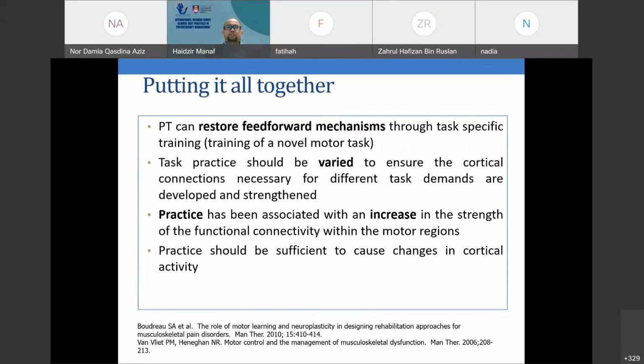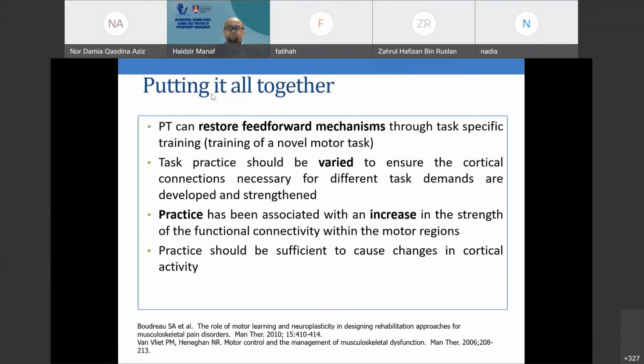Putting it all together, physiotherapy can restore the feed-forward mechanism through very task-specific training. Task practice should be varied, from easy to advanced stages, and should be challenging for the patient from time to time, to ensure that the cortical connections necessary for different task demands are developed and strengthened. Practice has been associated with an increase in the strength of functional connectivity within the motor regions. Practice should be sufficient to cause changes in cortical activity.